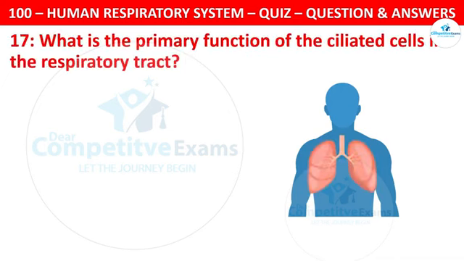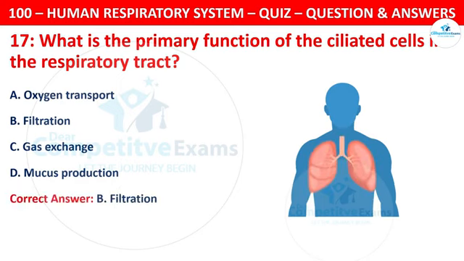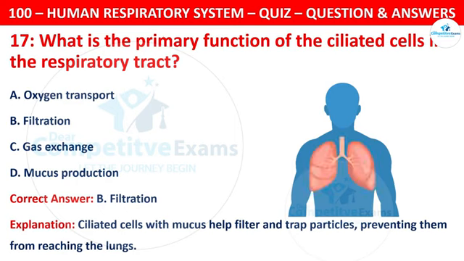Question number 17. What is the primary function of the ciliated cells in the respiratory tract? The options are oxygen transport, filtration, gas exchange, or mucus production. The correct answer is B, that is filtration. Ciliated cells with the mucus help to filter and trap particles, preventing them from reaching the lungs.